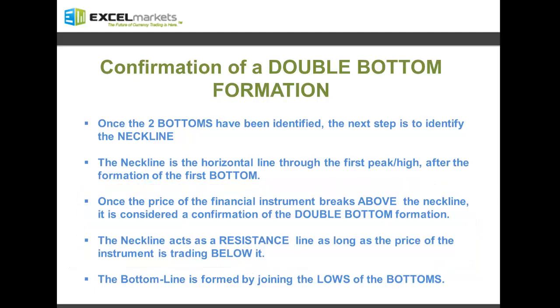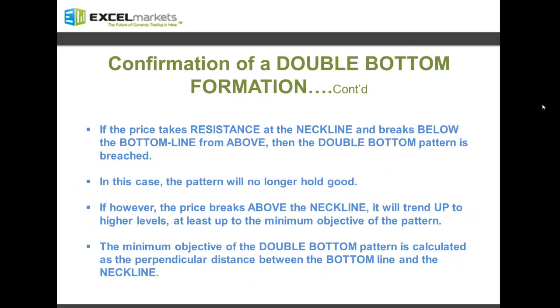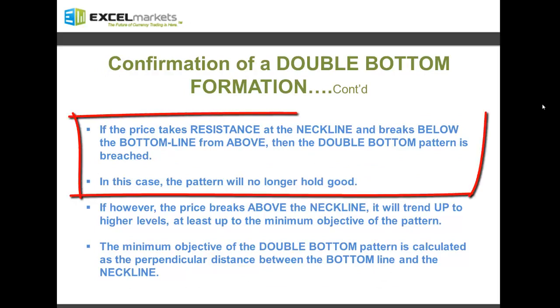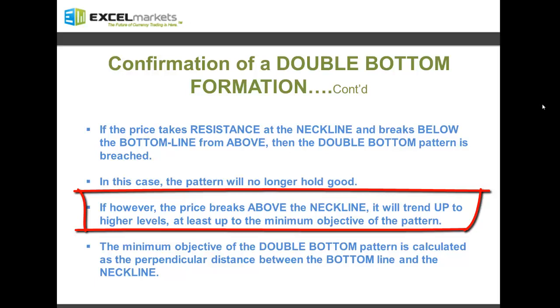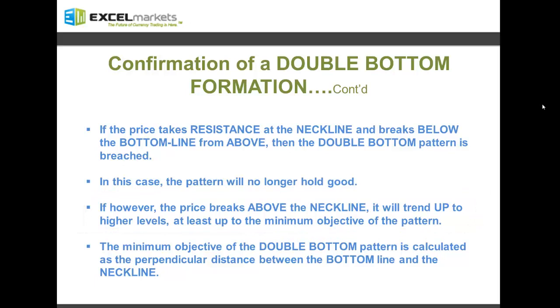The bottom line is formed by joining the lows of the bottoms. If the price takes resistance at the neckline and breaks below the bottom line from above, then the double bottom pattern is said to have been breached and will no longer hold good. If, however, the price breaks above the neckline, it will trend higher by at least the amount of the minimum objective of the pattern. The minimum objective is calculated as the perpendicular distance between the bottom line and the neckline.